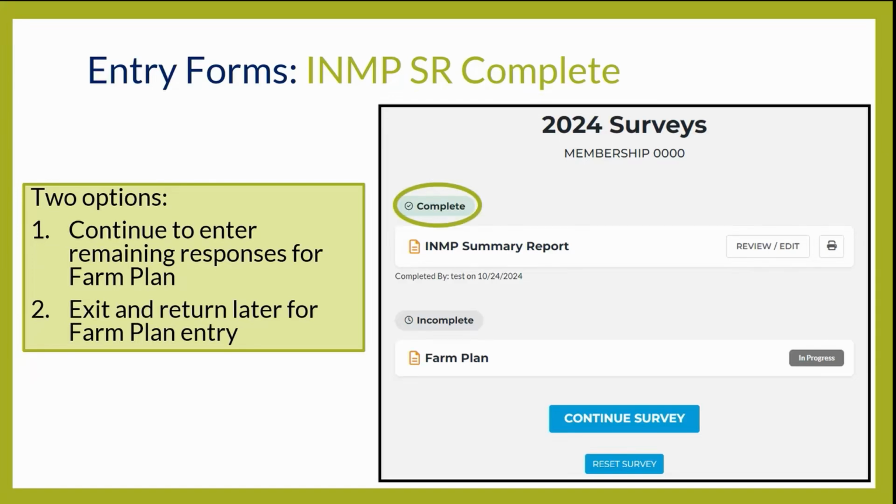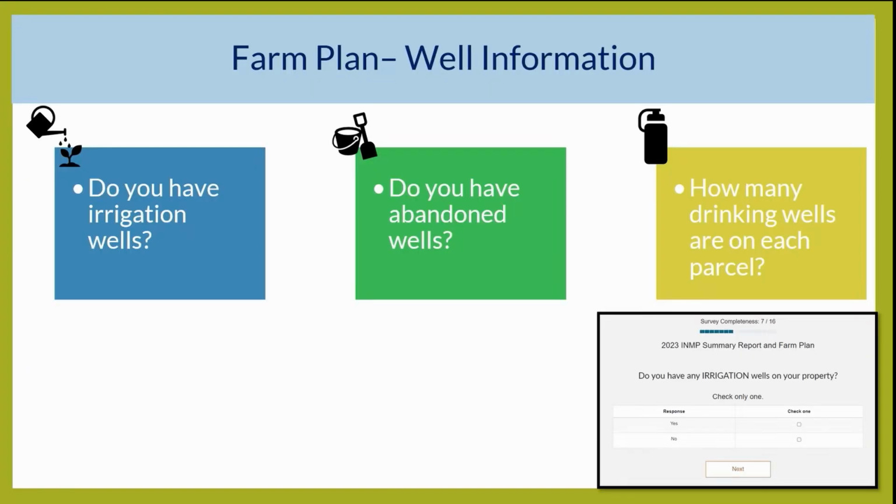Okay, we talked about this one. So you'll see here that your INMP summary report is complete and your farm plan is incomplete at this point. So we're going to continue with our survey. And one of the first things you're going to be asked about your farming operation, so your parcels that are enrolled in the coalition, is do you have any irrigation wells, yes or no? Do you have any abandoned wells, yes or no? And then how many domestic wells, which is drinking water wells, do you have on your enrolled property? So not that you own, but enrolled in the coalition, which is irrigated and commercial.